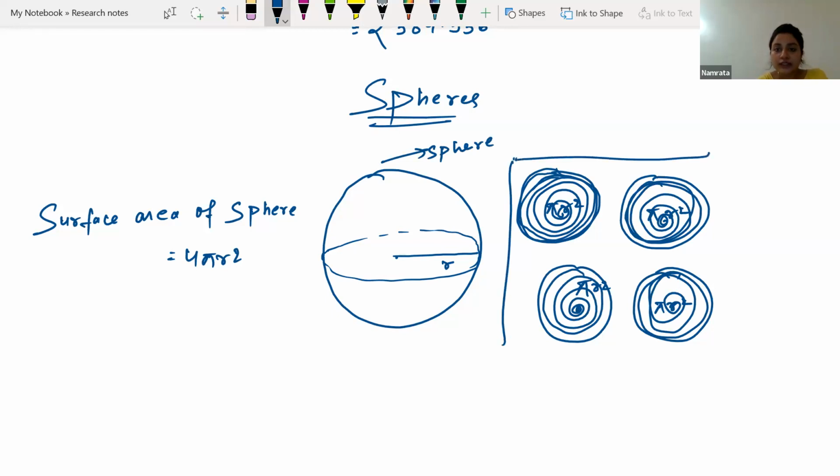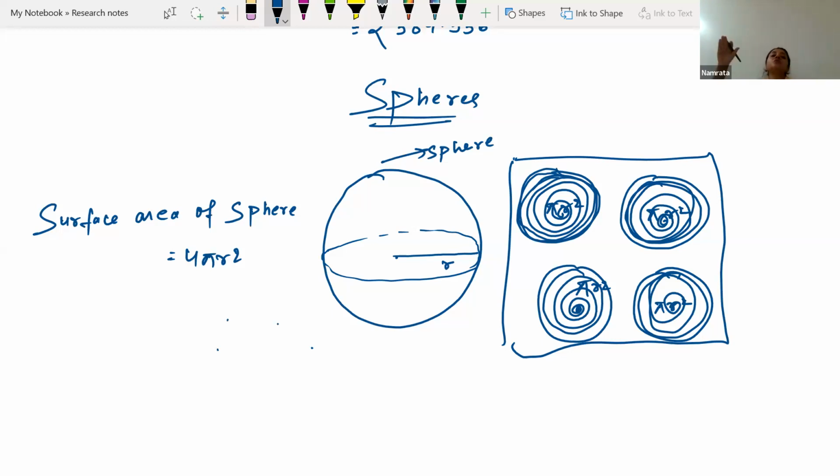circles. That's why the surface area of the sphere is equal to pi r square, pi r square, pi r square, pi r square. That means 4 pi r square. Okay. So this is the formula for the surface area of the sphere.